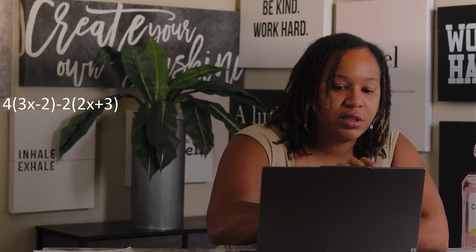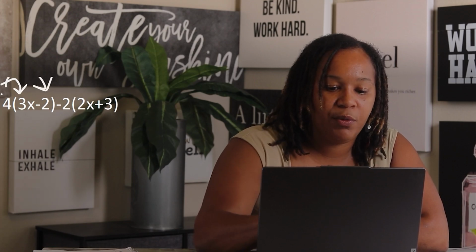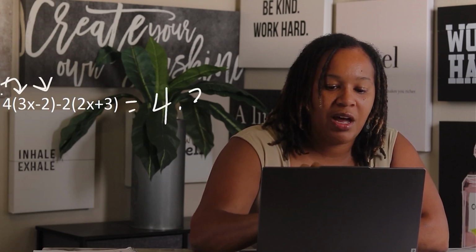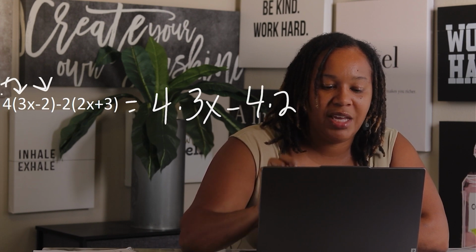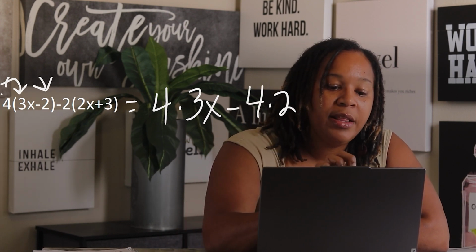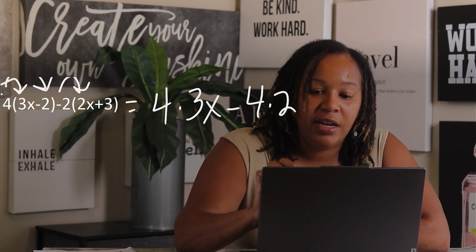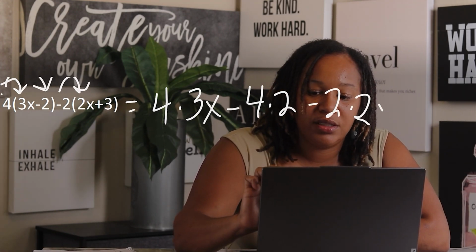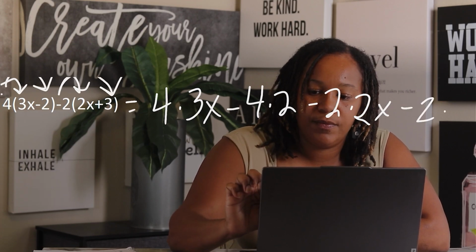Distribute the 4 first. That means I need to do 4 times 3x and 4 times negative 2. So I'm going to write that out. That's equal to 4 times 3x minus 4 times 2. Keep that sign in the middle. All right? Now I'm going to distribute this negative 2. That is going to be a negative 2 times 2x and a negative 2 times 3.